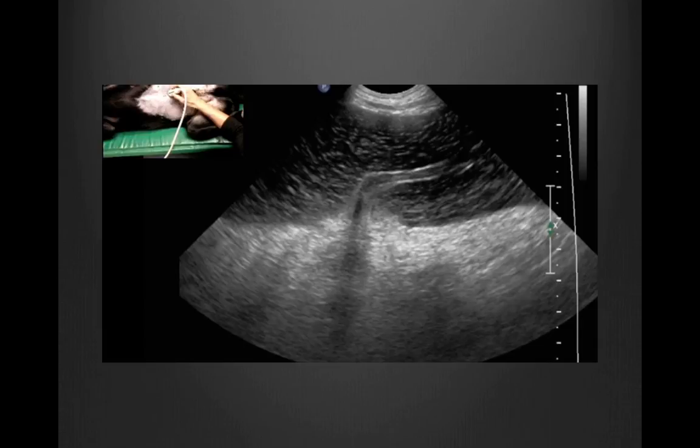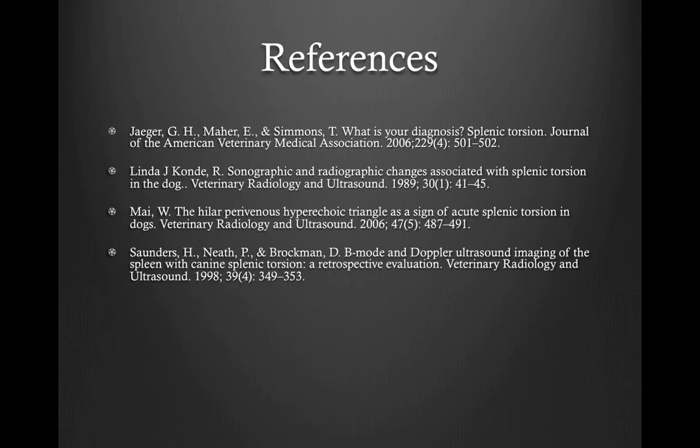And obviously in this case, this dog did have a splenic torsion, went to surgery and did well. So here are some references to some journal articles that go over splenic torsion, and of course you can go through some of the standard radiology textbooks as well, and they'll go over splenic torsion. So that's splenic torsion in the dog.